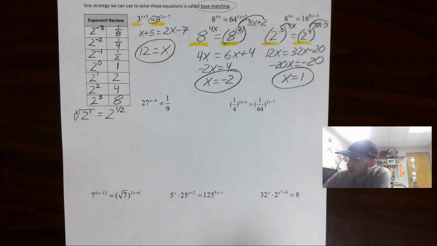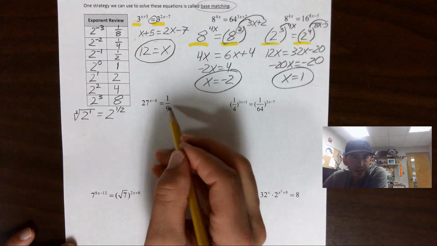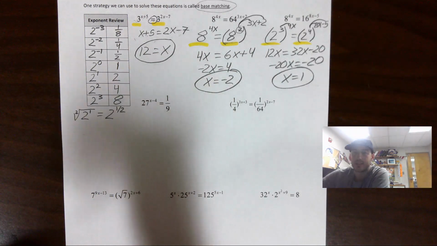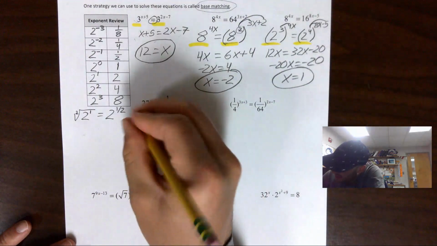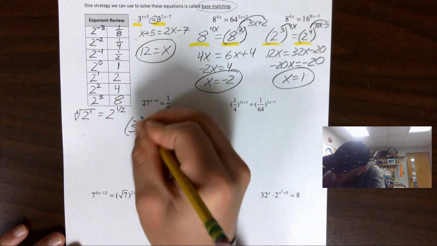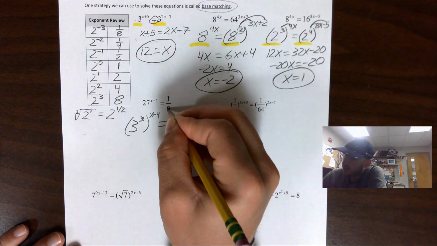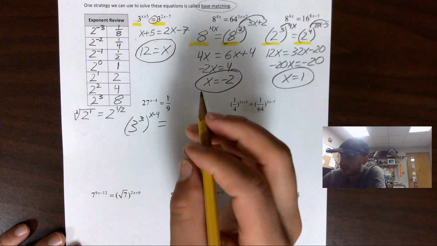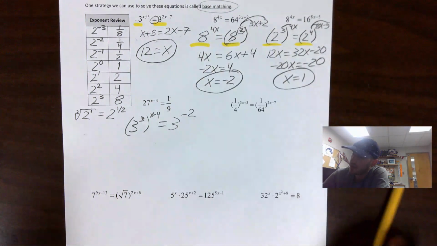All right, next one, we're looking at these two bases. We have 27 and we have 1/9. So what is a common number that could exponentially go into both of those? Well, 3 would work. So if I rewrite this as 3 to the third, how do I express this with a 3? Well, it's a fraction, so it must be a negative exponent, and 3 to the second is 9, so that's just got to be 3 to the -2.